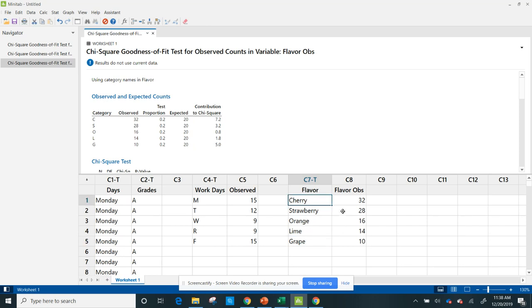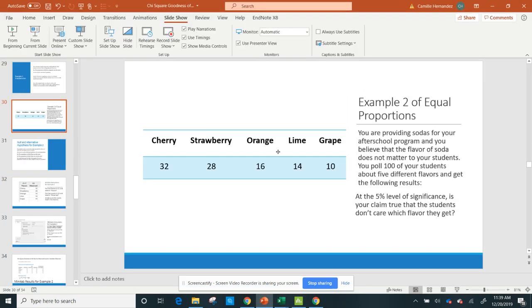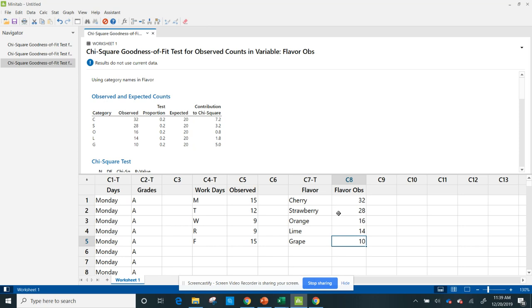Okay. So I put in the flavors and I even said the names, and then I put in the flavor observed. Why did I do that? Because sometimes when you have Minitab, you'll have a lot of data and you'll get confused about which is which. So I put flavors and flavors observed. So for cherry, it's 32, strawberry 28, orange 16, lime 14, and grape 10. Again, if I go back to my PowerPoint, these were the exact observations given. So in Minitab, I need to make sure they're the same.